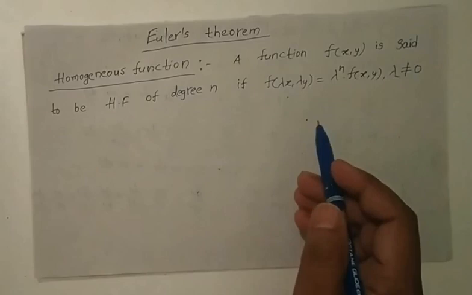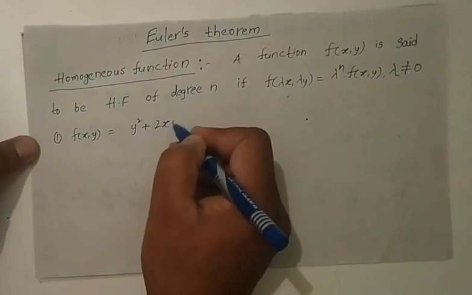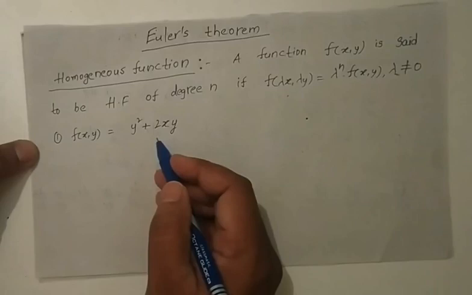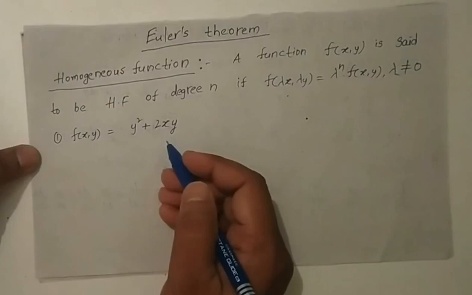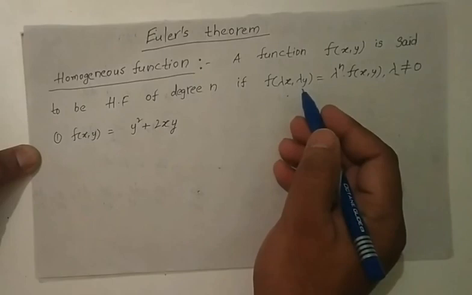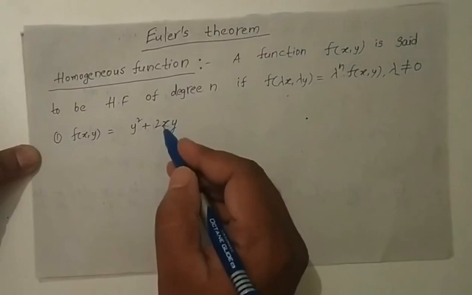Now let us see one example. First one, f of x comma y is equal to y square plus 2xy. You can observe here, it is a function in terms of x and y. Now let us check whether this function is a homogeneous function or not. When we calculate f of lambda x comma lambda y, if you get an expression of the form lambda power n into f of x comma y, then we say that it is a homogeneous function of degree n.